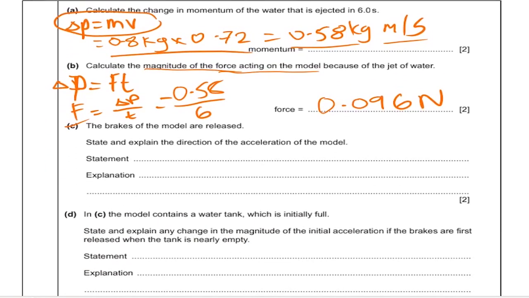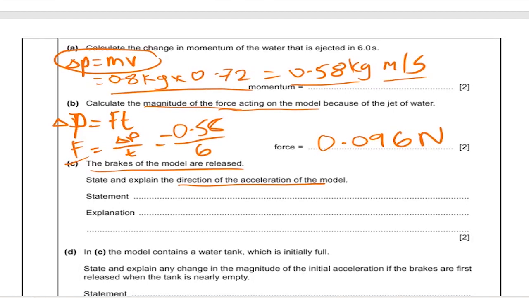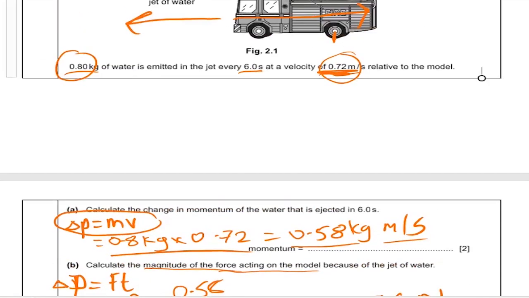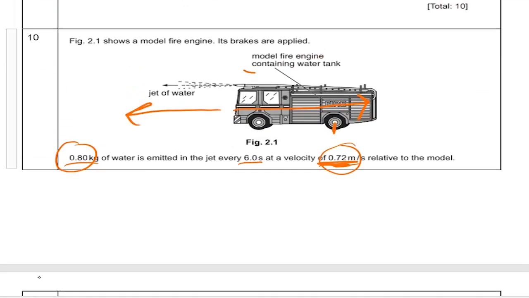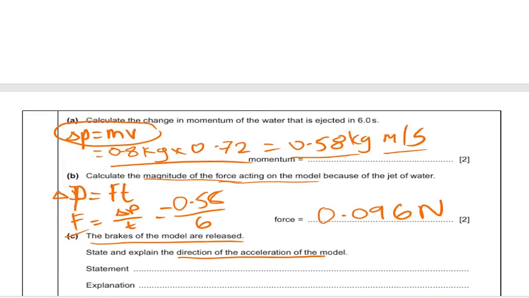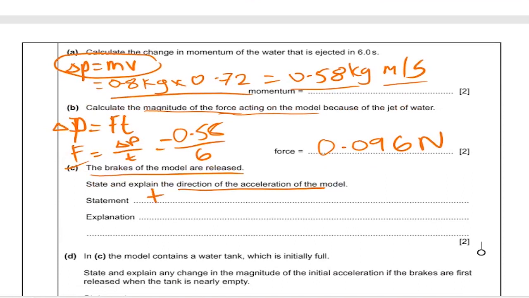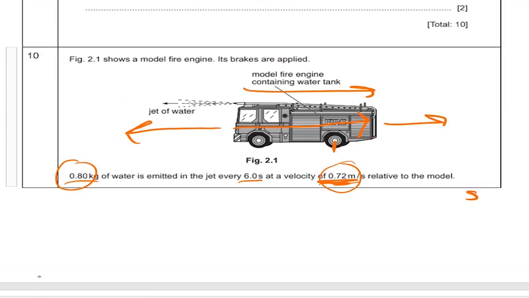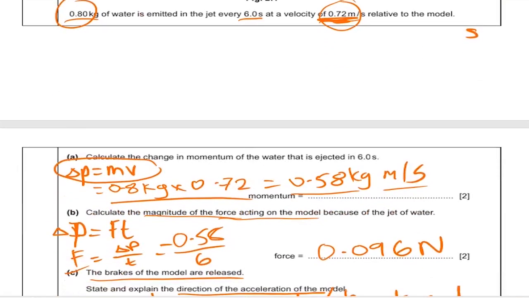Now, it says the brakes of the model are released. State and explain the direction of the acceleration of the model. A lot of people in this part of the question didn't talk about the acceleration. And a lot of people referred back to this bit of the force going back on the truck. So the acceleration is to the right, or backwards. So the model is going to move to the right, or it's going to move backwards as the model's orientated.